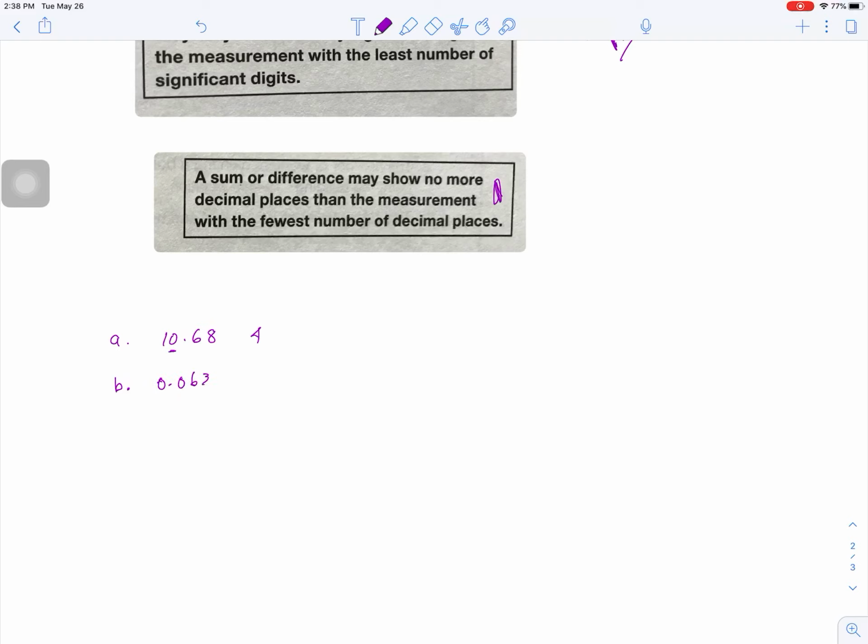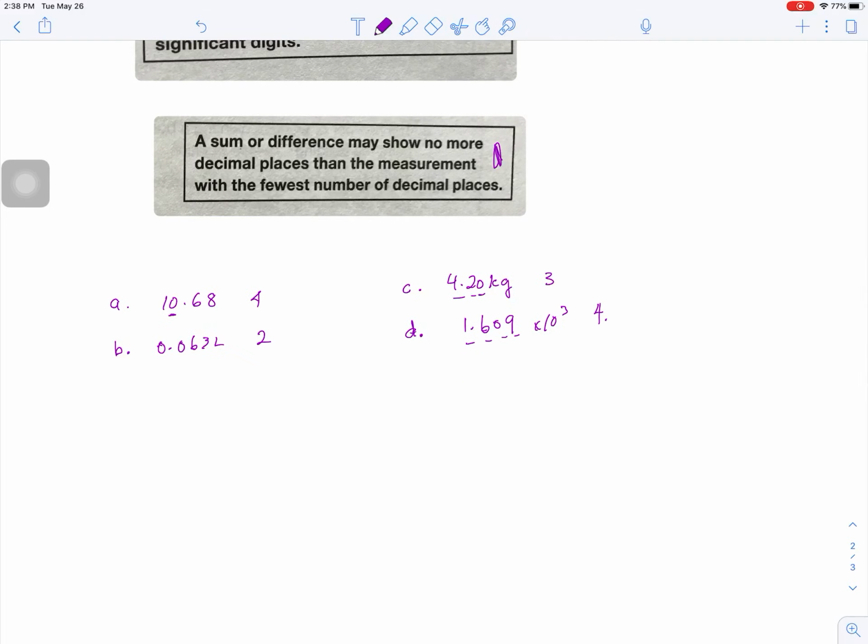So B is 0.063 liters, and that one would have 2. C is 4.20 kilograms, and you can see that that 0 has significance there. That would be 3. D has 1.609 times 10 to the power of 3. You have 1, 2, 3, 4. We have 4 significant digits there.